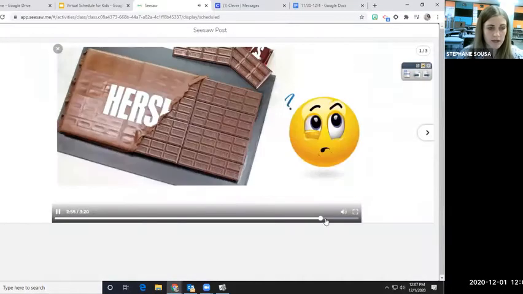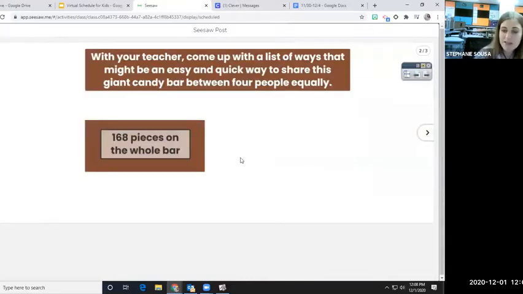Alrighty, so I want to show you that candy bar again. This candy bar is humongous. And if we're going to share it with 4 people, something that might help us is to know how many pieces are on that candy bar. So I've counted up this candy bar, and this candy bar has 168 pieces on it. Now, 168 is going to take a long time to count if we're counting like 1, 2, 3, 4, 1, 2. That's going to take forever.